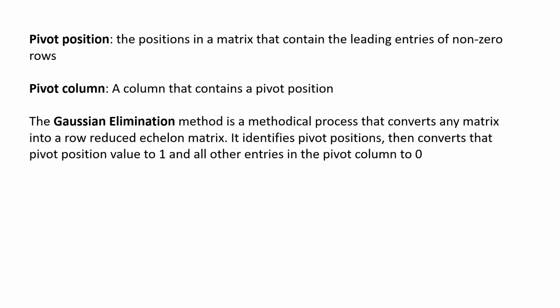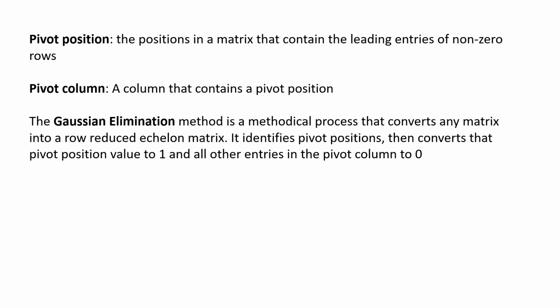So a couple more definitions. Pivot position. We talked about leading entries. Those are actually called pivot positions. So the positions in a matrix that contain the leading entries of non-zero rows, we call them pivot positions. All of the columns that have a pivot position, we call them pivot columns.